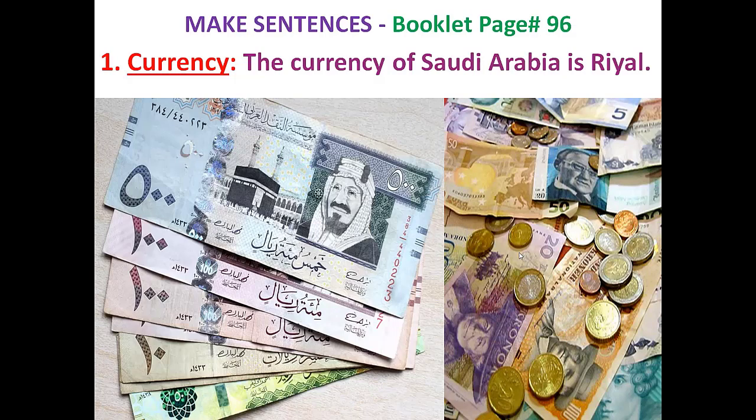Here we make a sentence. You may make your own sentence, any other sentence apart from this. The sentence we made here is: The currency of Saudi Arabia is Riyal. You can make any other sentence, like the currency of the United States of America is dollars, or any other sentence you can make. So here we go with this sentence. The currency of Saudi Arabia is Riyal.